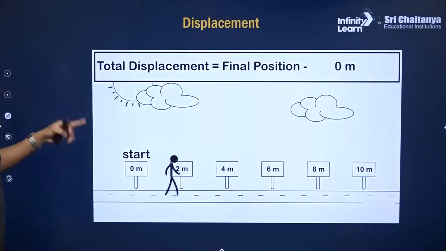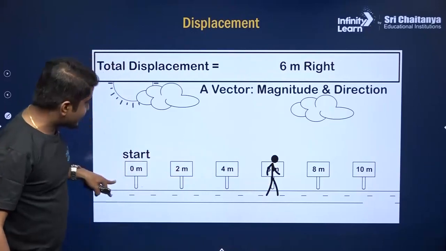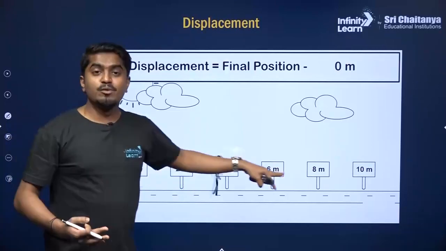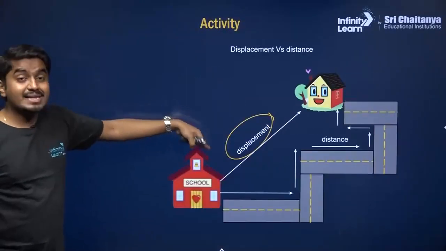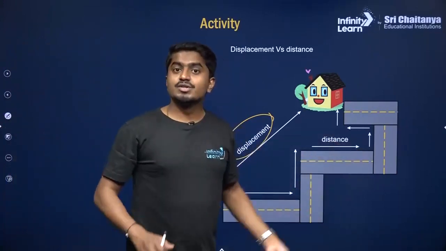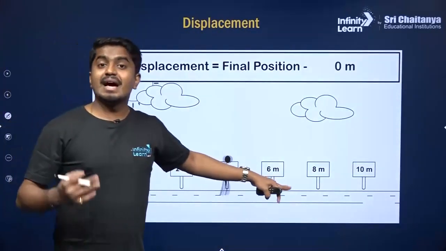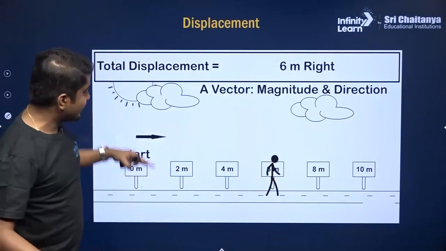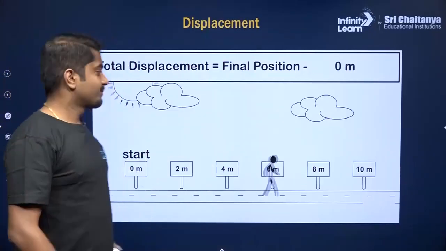You can see here, starting here and reaching 6 meters, that is the displacement when the object is moving along a straight line. The earlier examples are not straight lines: there is horizontal, then vertical, then horizontal. But here, this motion is along a straight line. So whenever an object moves along a straight line, the distance and displacement are going to be equal.